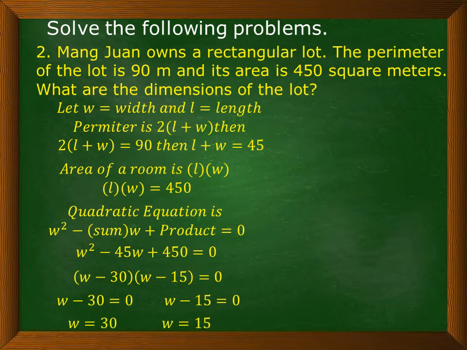Then, transfer negative 30, it becomes positive 30. And transfer negative 15, it becomes positive 15. But the real solution there is addition property of equality. I just make it easier. Just transfer, then change the sign.